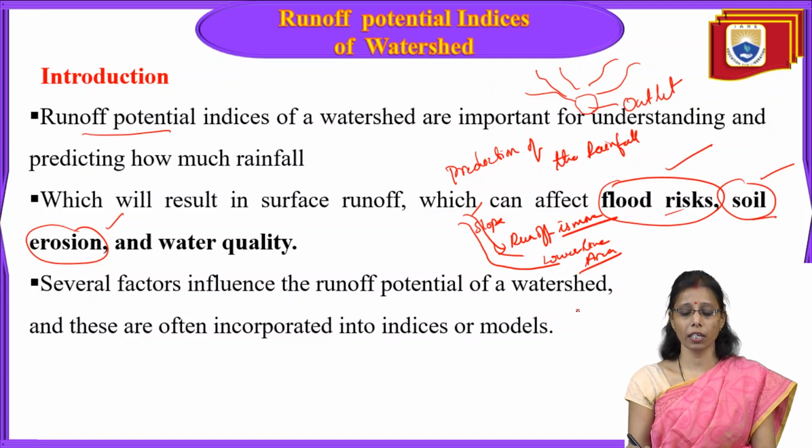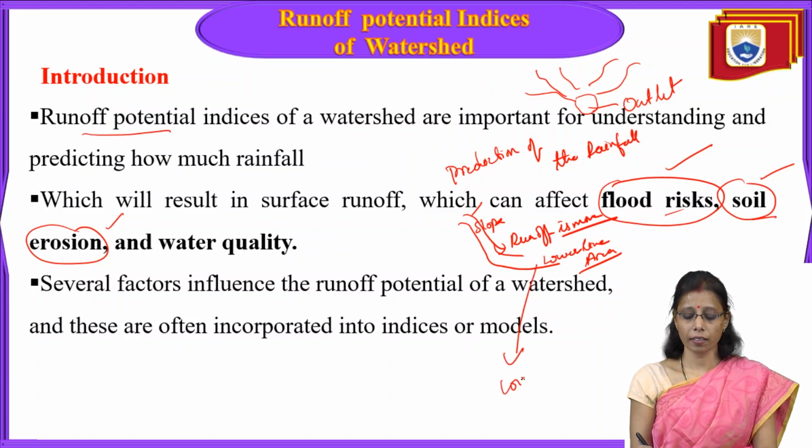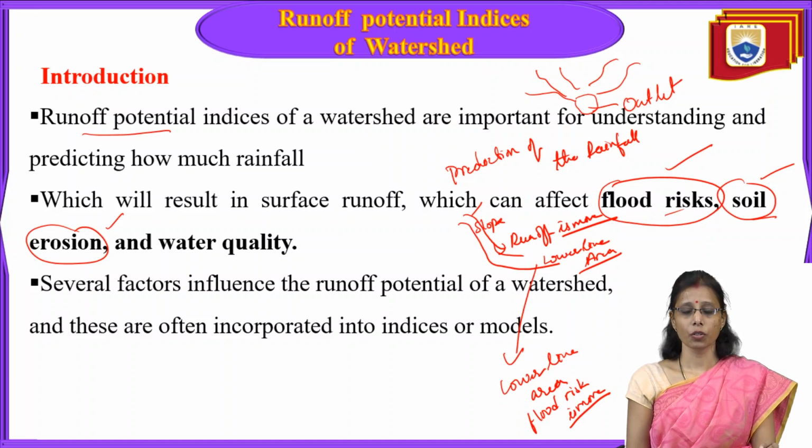The flood risk will occur in the low-lying areas. Flood risk is more there. Why is the flood risk more? Because all the water will flow from the top of the hill and accumulate in the flat areas. This is how those areas come under risk conditions.